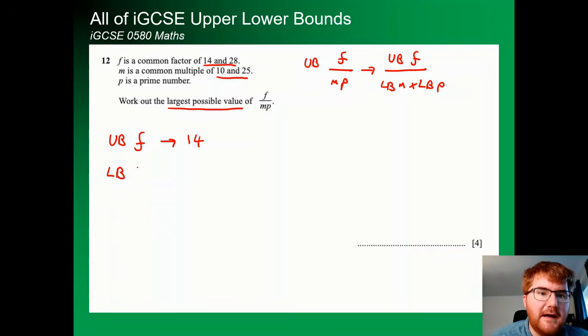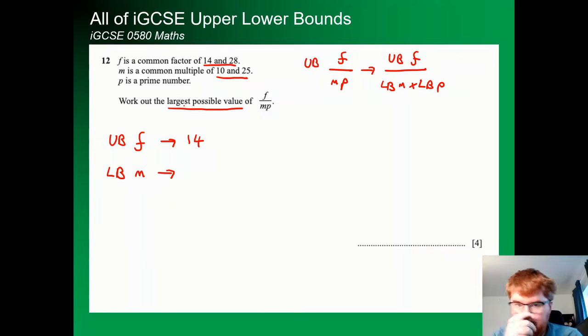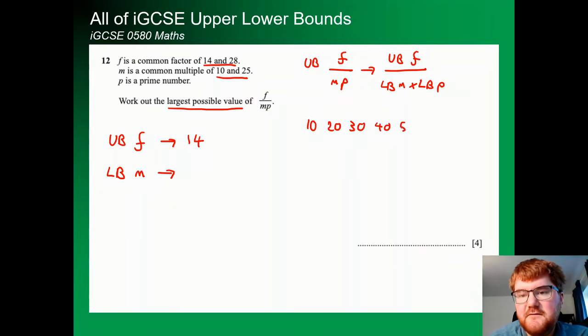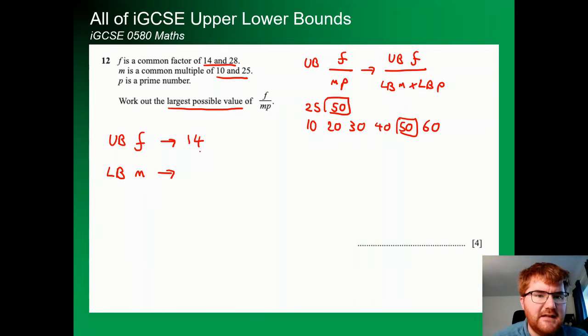Now we need the lower bound of m. So we want the lowest multiple of 10 and 25, which is a common multiple of both. If we've got the 10 times table, we get 10, 20, 30, 40, 50, 60, and we want the lowest number that they share. So 25, 50. So 50 is the lowest number that they share. And then we want the lower bound of p, so the smallest prime possible. Now that's not 1, but that's actually equal to 2. Remember, 2 is the smallest prime number.